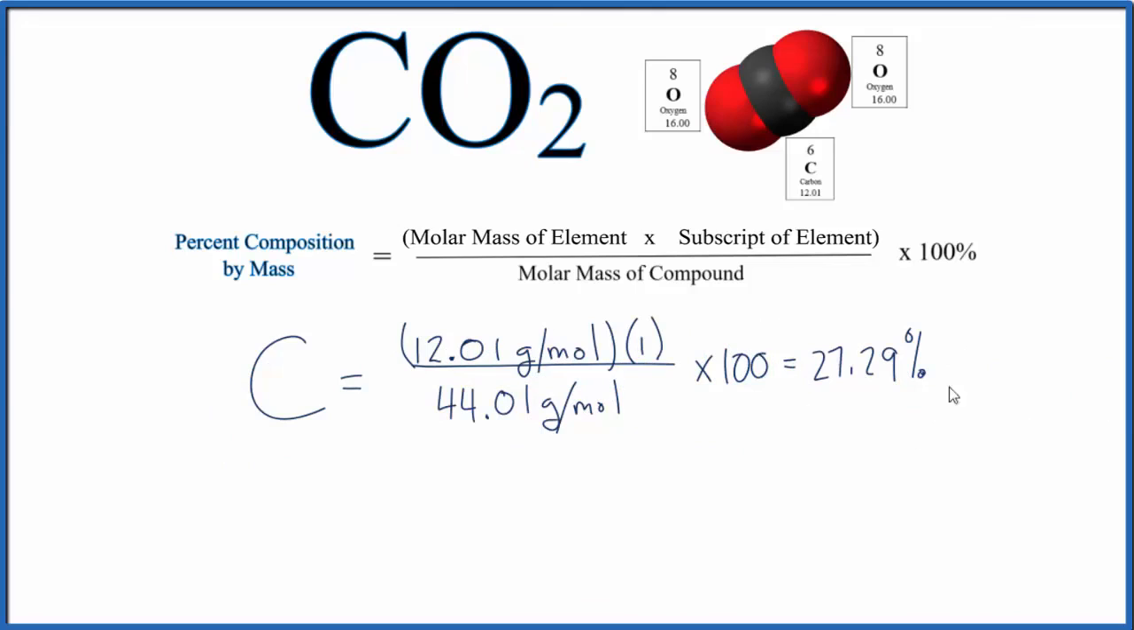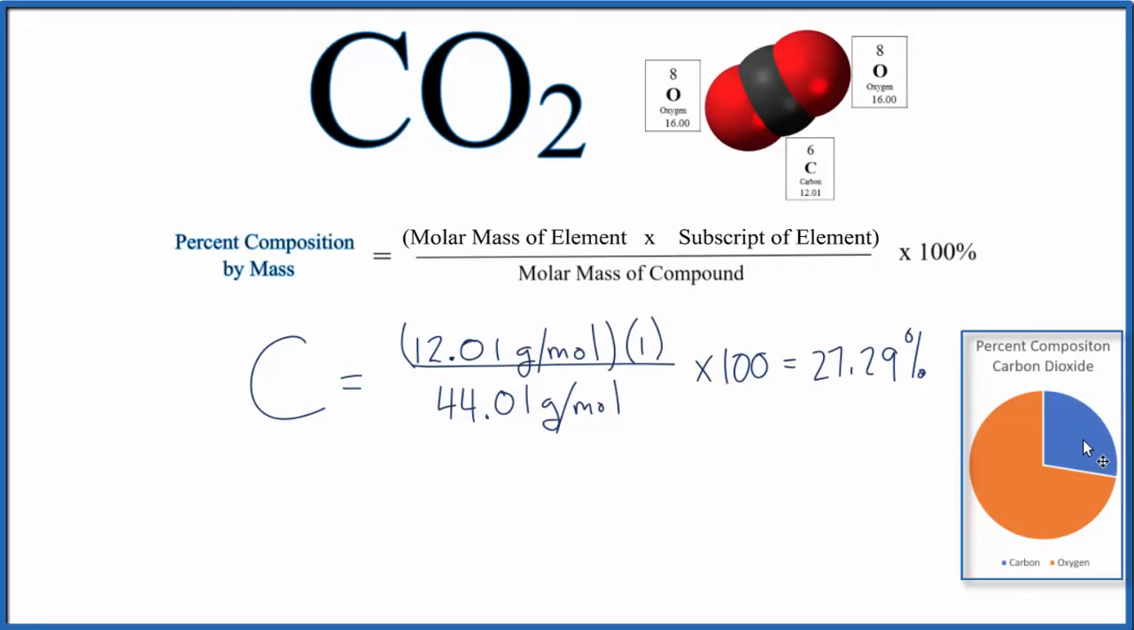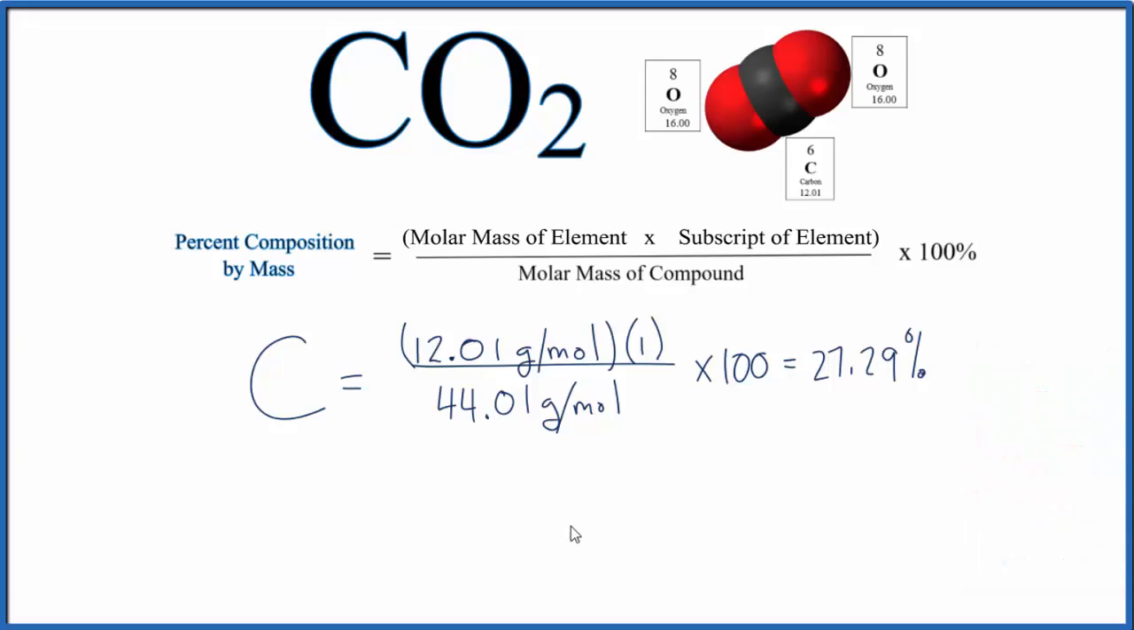So this 27.29%, that represents how much the mass of the carbon is of the entire CO2 molecule. You can think of it like a pie chart. This blue piece here is the mass of the carbon in the entire carbon dioxide molecule. That tells us that most of the mass in the CO2 molecule is this oxygen here. So let's actually calculate the percent composition for the oxygen in CO2.